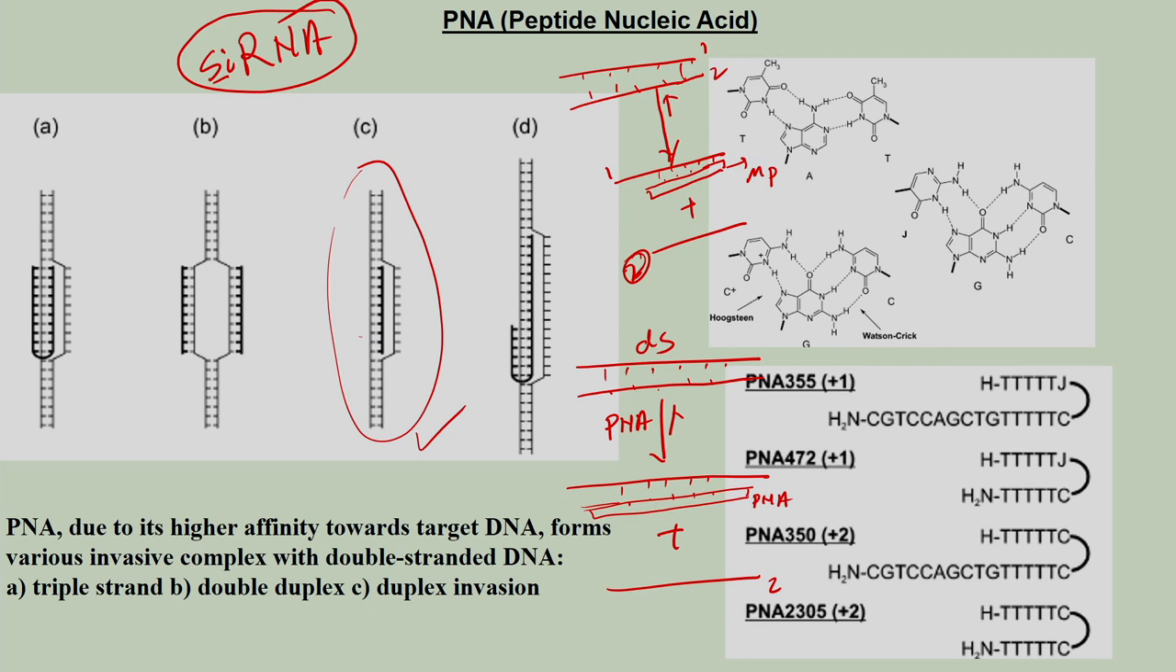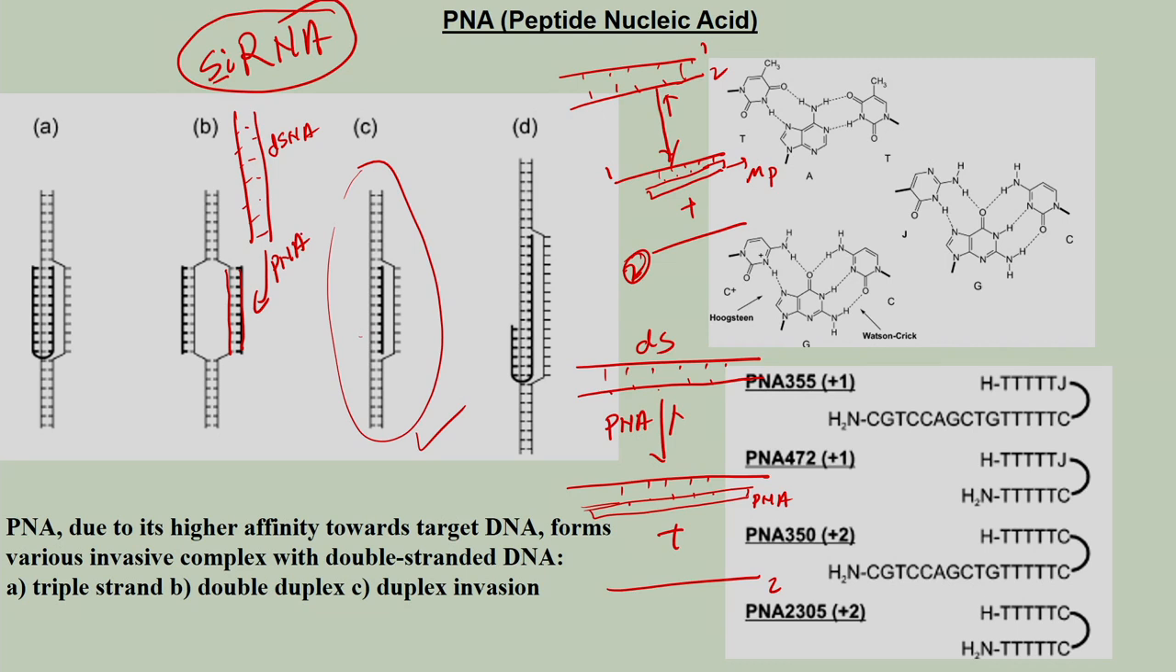Second is this. This is called double displacement. Originally you had, this is the double stranded DNA, DS DNA, which is the original sequence. Now you have treated this with the PNA and the sequence of the PNA is such that it is complementary to part of your target DNA. So your target DNA has been unhybridized in this part, separated out. One of this target DNA is hybridized to the PNA.